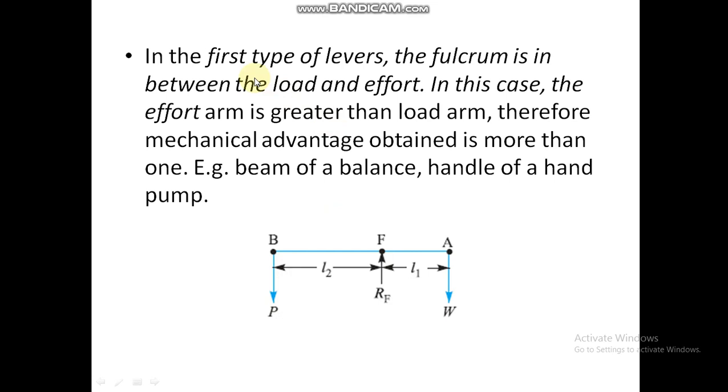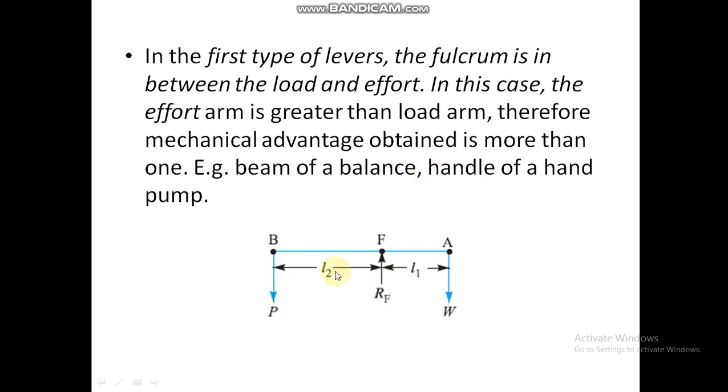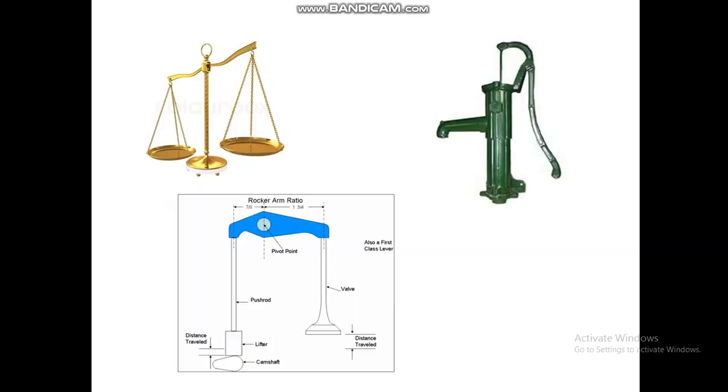So levers are of three types. In the first type of lever, called the first type lever, the fulcrum is between the load and effort. If your point F is between A and B, that is load and effort points, then it is a first type of lever. Therefore, the mechanical advantage obtained is more than one. In this case, generally, L2 is greater than L1, so mechanical advantage will be greater than 1. Examples are beam of balance, handle of a hand pump, etc.